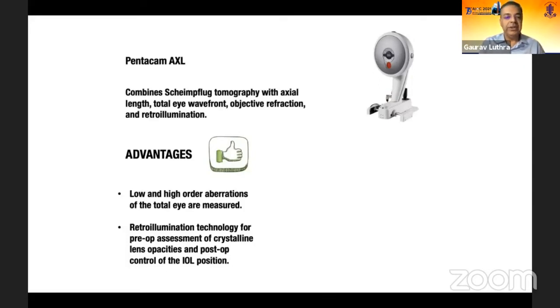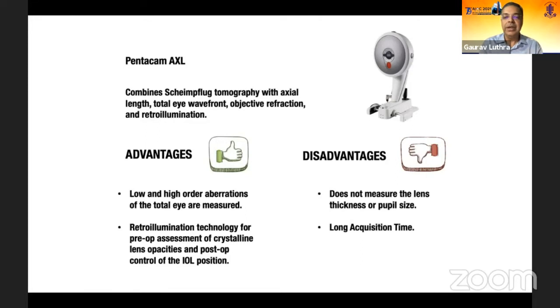And the retroillumination technology can be used for the preoperative assessment of the lens opacities and to judge the post-op IOL position, but it does not measure the lens thickness or the pupil size, which can be a big drawback, and it's slow, and therefore there's scope for errors.